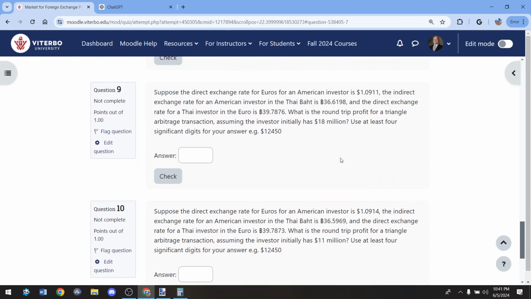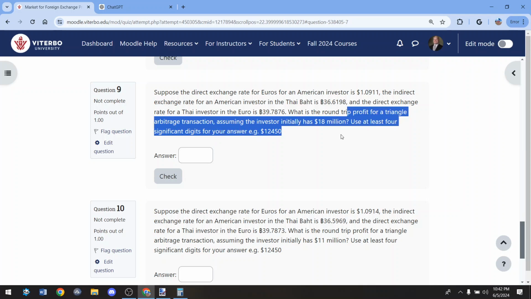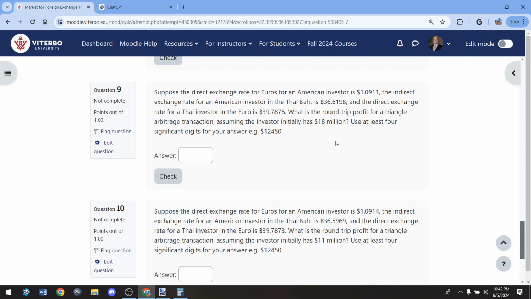So let's look at number 9. Suppose the direct exchange rate for euros for an American investor is, all right, so what are we doing here? We have 3 currencies again. We've got euros, we've got the Thai baht, and we have dollars. Okay, and now we're going to do a round trip profit for a triangle arbitrage. Meaning what? We've got $18 million. We're going to start with dollars. We're going to buy euros, and then we're going to buy baht, and then we're going to buy dollars.